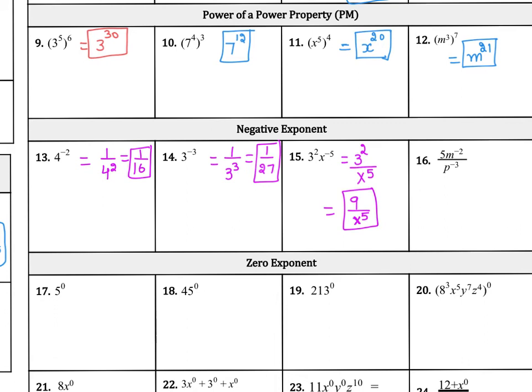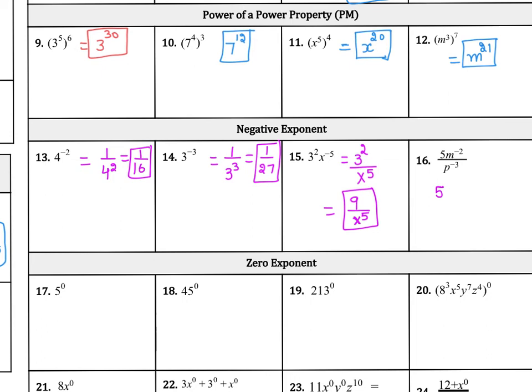For number 16, you can see that this 5 is a number, and then you have m to the power negative 2 divided by p to the power negative 3. Now the negative exponent is on m and for p. So what you're going to do is keep the 5 as it is. Then p to the power negative 3, you flip it to the top, and m to the power negative 2, you flip it to the bottom.